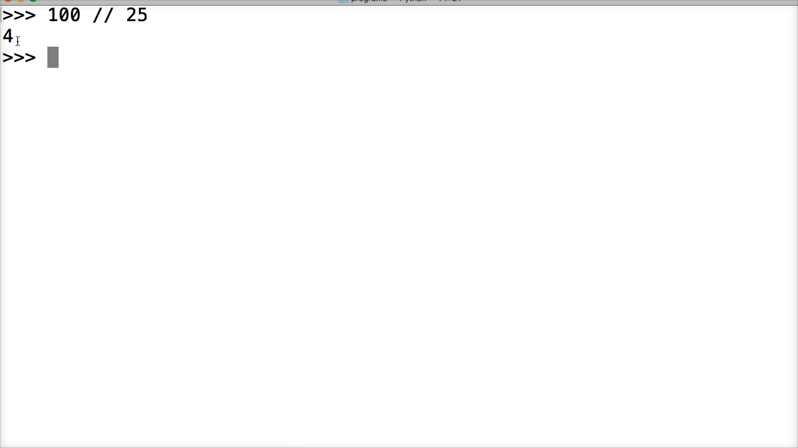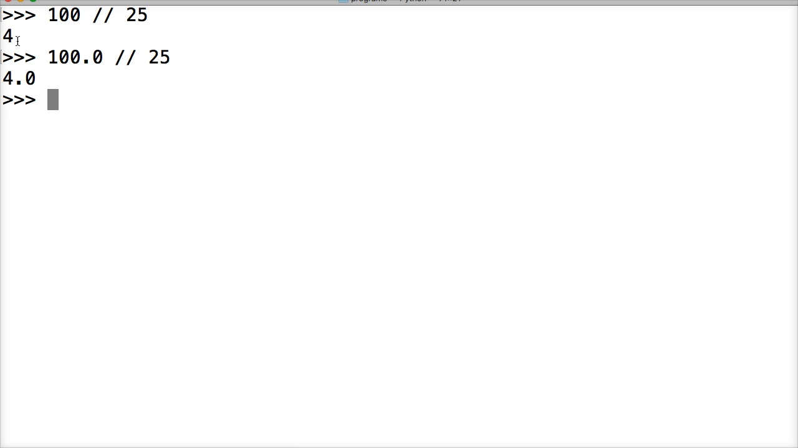Let's do another one. Let's do 100.0 floor division, 2 forward slashes, by 25, and see what happens. Now we get 4.0. It's like our rule in Python: use a floating point number, you're going to get a floating point number.